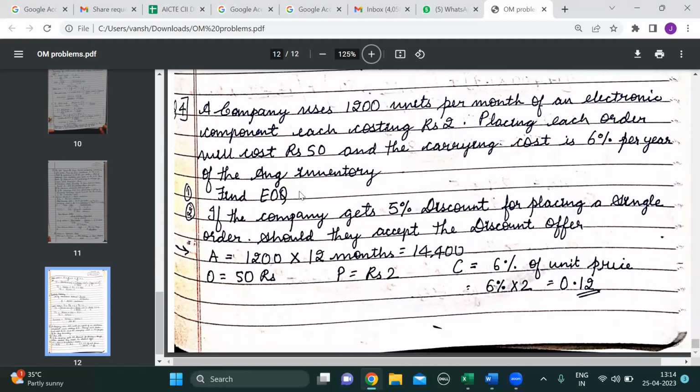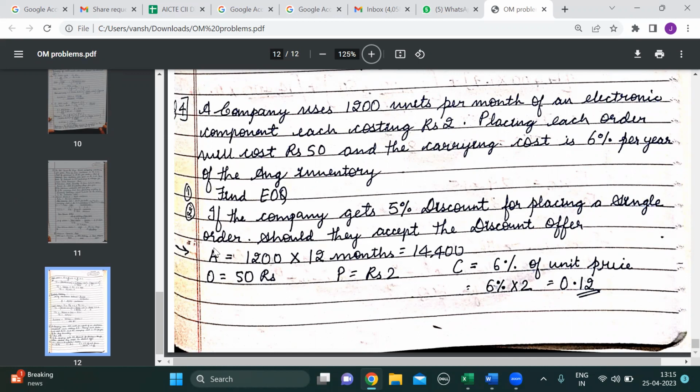You can see here, a company uses 1200 units per month of an electronic component, each costing rupees 2. Placing each order will cost 50 rupees and carrying cost is 6% of the average inventory. Find economic order quantity, and if the company gets 5% discount for placing a single order, should the company accept the discount offer? So first we'll find EOQ.